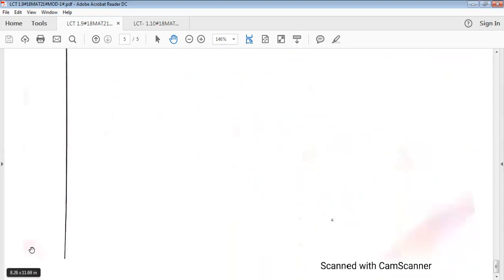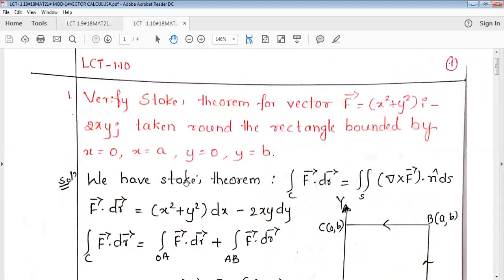These are some of the examples of Green's theorem. So I will continue in my next lecture so that we finish off this module. Now we'll solve one example on Stokes theorem. Verify Stokes theorem for vector f equal to x square plus y square i minus 2xy j taken around the rectangle bounded by x equal to 0, x equal to a, y equal to 0, y equal to b.